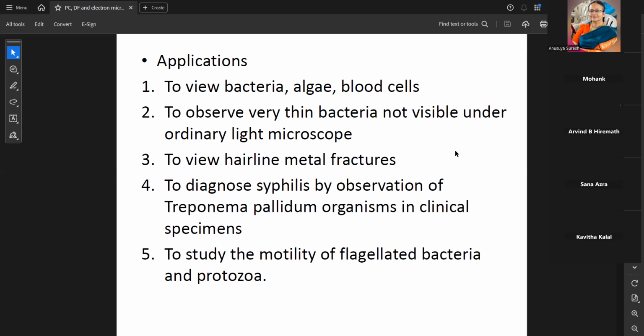Then in metals, if you have some metallic component which you are going to use to build some bridge or some building or things like that, sometimes there will be what are called hairline fractures.